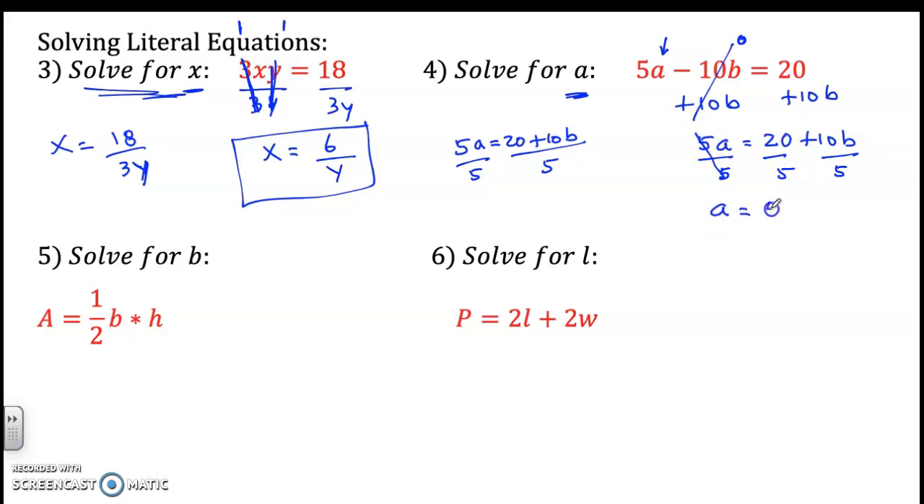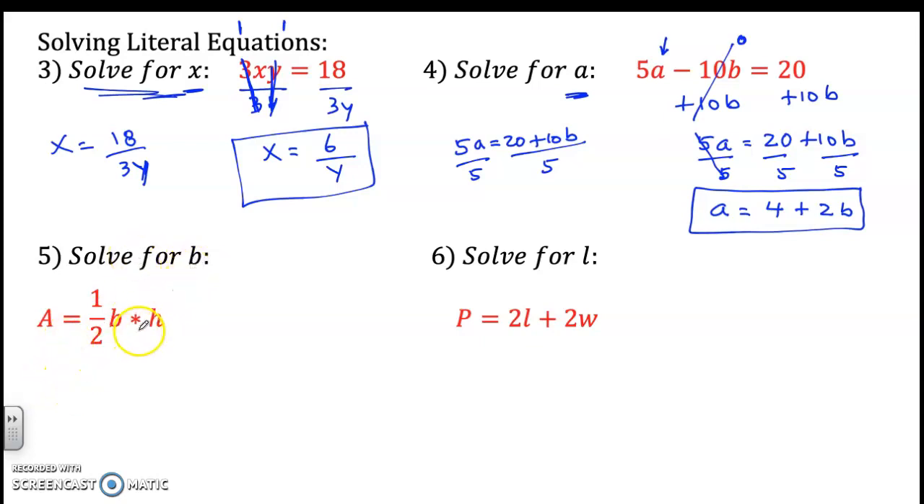20 divided by 5, 4. 10 divided by 5, 2. B. And the a is by itself. Remember, solve for a means leave the a by itself. Guys, it's the same idea over and over again. Alright, let's do number 5.